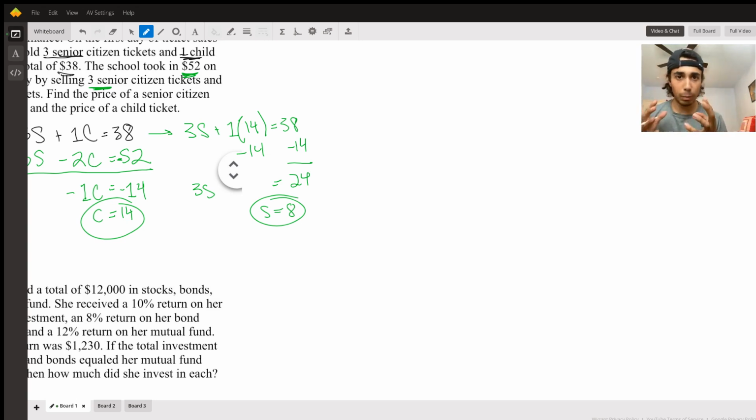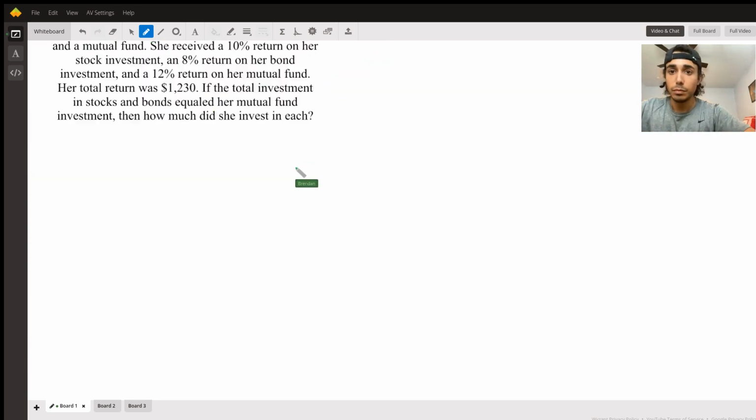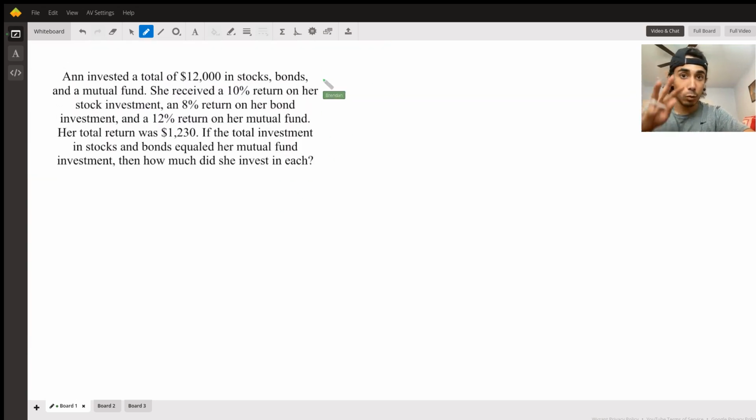So there's like your warm-up problem, 2 equations, 2 variables. From here on out, it's going to be a little bit more tricky, though. All right, so pause it if you want, read the problem. Okay, so here's how we're going to set up our equations here. So our total is $12,000, right? So it's saying her stocks plus her bonds plus her mutual funds are totaling to $12,000.